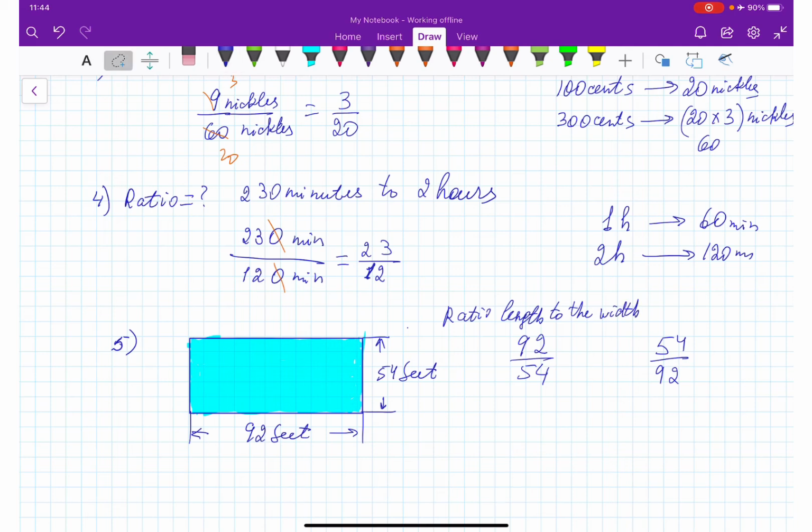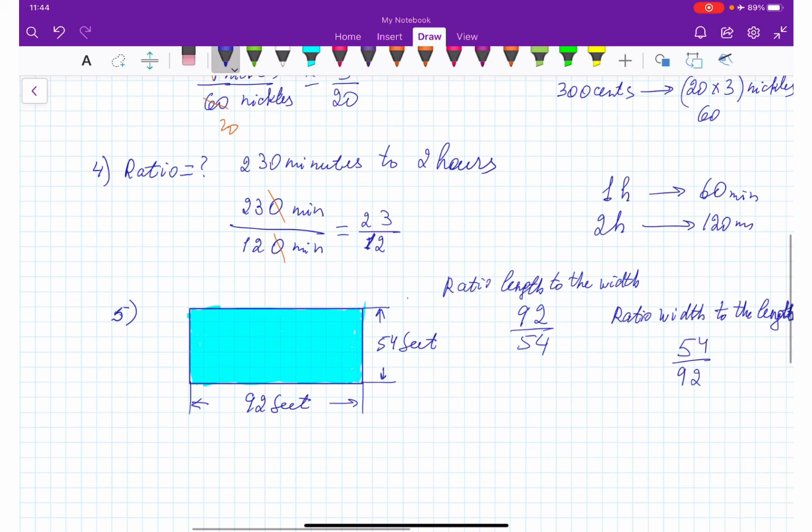Now this one, ratio width, oops, grammar mistake, width to the length. Okay? All right.